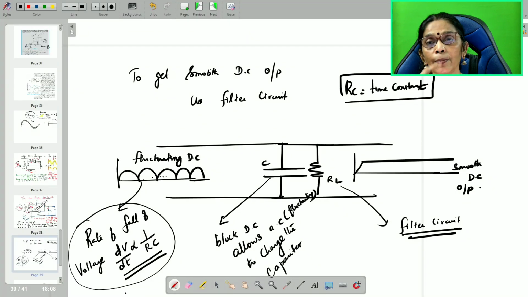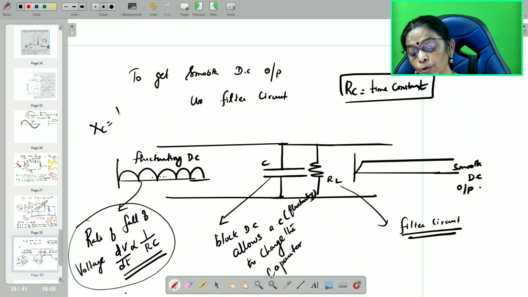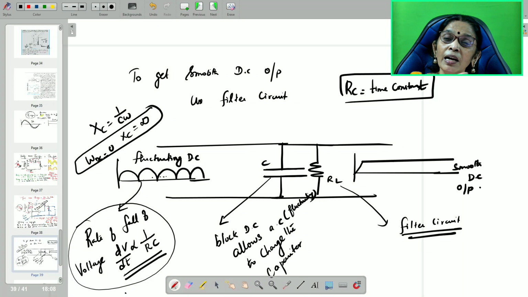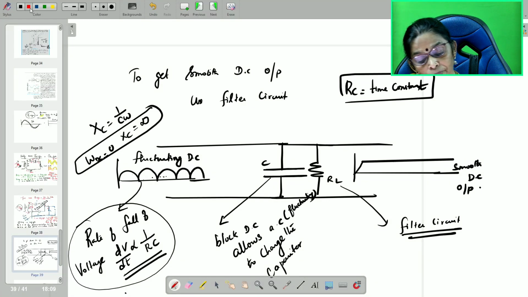While the capacitor is charging, it conducts, that means it allows. But if it is completely charged, the capacitor blocks, because Xc is equal to 1 by C omega, and for DC omega is equal to 0. So Xc is equal to infinity, right. So it completely blocks DC. Blocks means it does not allow it to flow, it resists. If it is not allowing it to flow, then it has to drop out. That is a voltage drop. So it only allows the fluctuating voltage or fluctuating current to pass through.